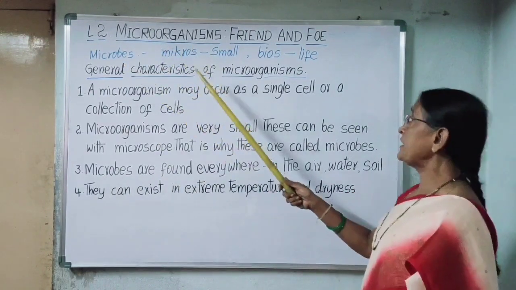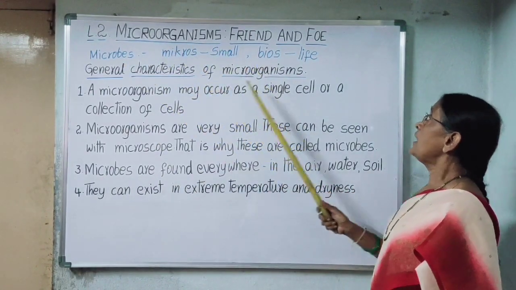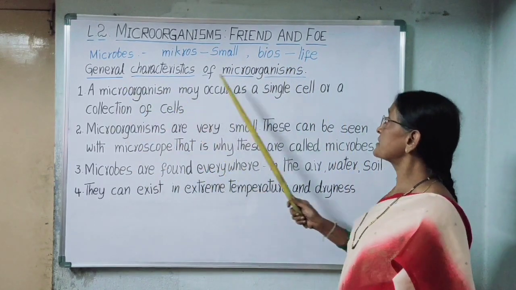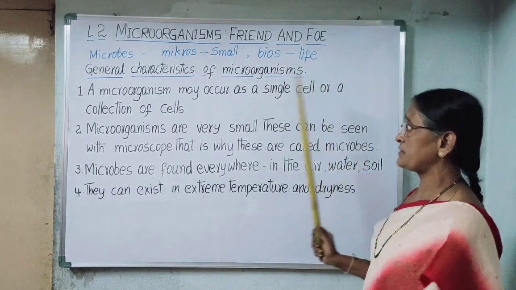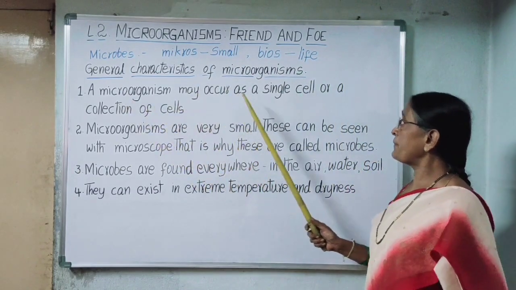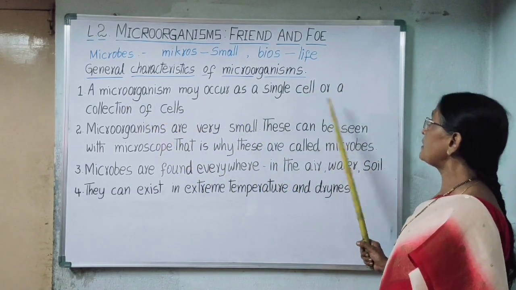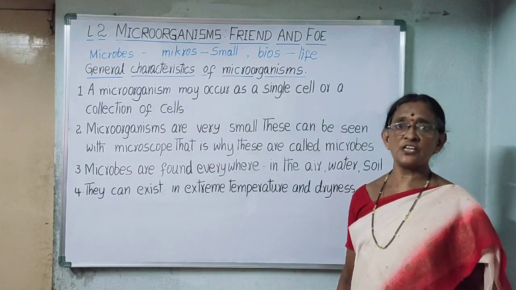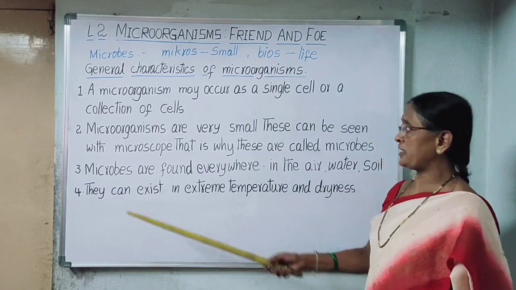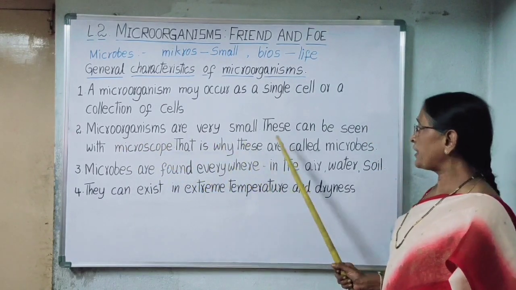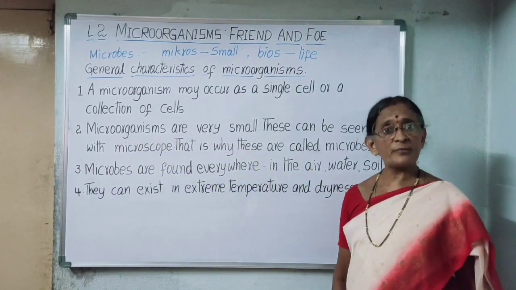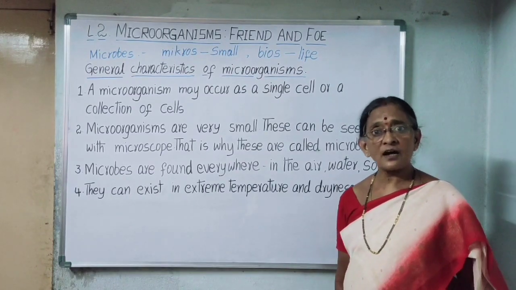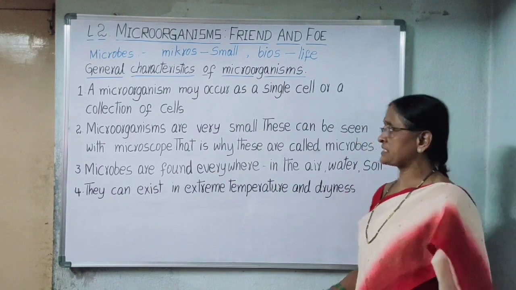Microbes. Micros means small, bios means life. Let us learn general characteristics of microorganisms. A microorganism may occur as a single cell or a collection of cells. They may be unicellular or multicellular. Microorganisms are very small. These can be seen with a microscope. That is why they are called microorganisms.